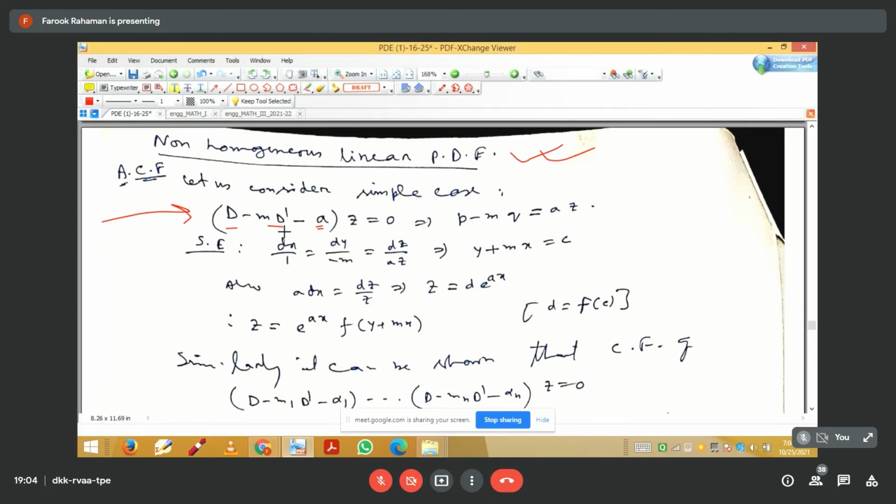This is a first order partial differential equation, non-homogeneous, because if it were homogeneous, we would have all equal powers of D or D dash. But in this case, you see that the power of the first one is 1, the power of D dash is again 1, but the other is a constant term. The power is 0 of D or D dash. So this is a non-homogeneous case.